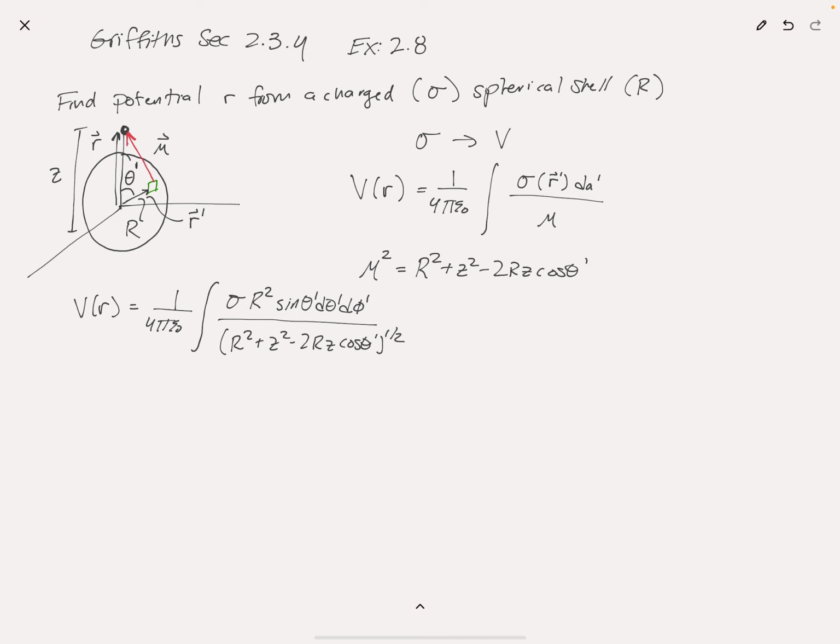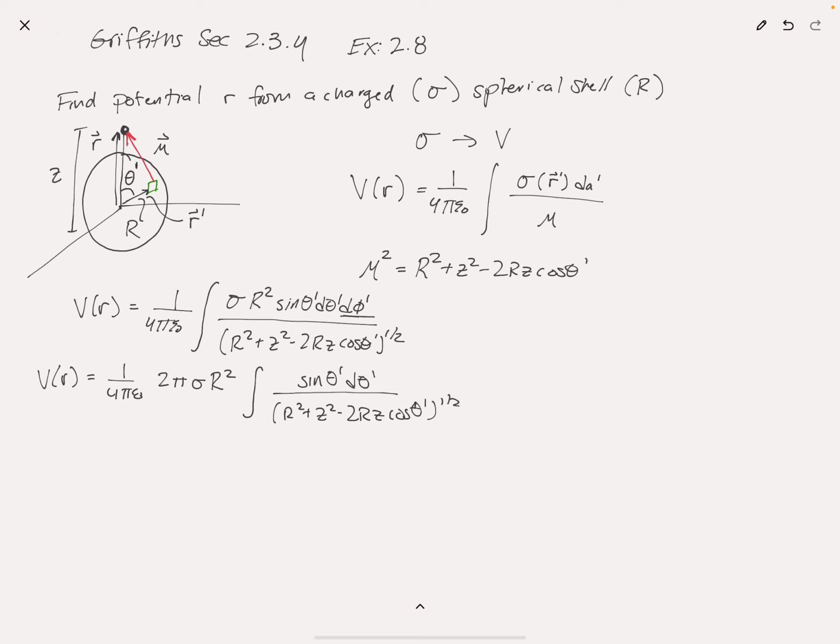I can do the phi integral pretty easily because there's no phi anywhere. That gives me a 2 pi, because I want to integrate over the whole surface, since that's where the charges exist. So I get 1 over 4 pi epsilon naught, 2 pi. I'll pull out some constants here. I'm left with the integral of sine theta prime d theta prime over r squared plus z squared minus 2rz cos theta prime to the 1/2.